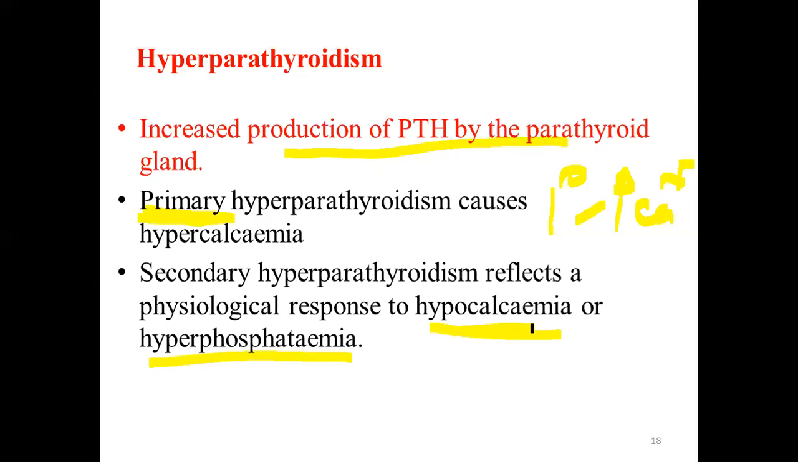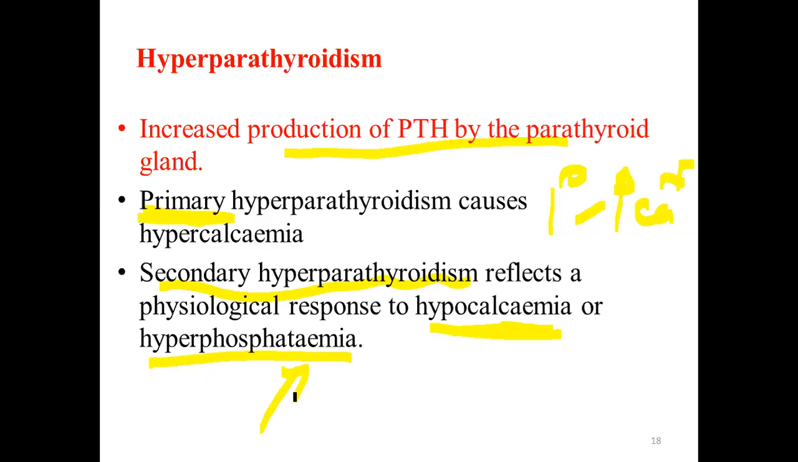So most of the time, the secondary causes of hyperparathyroidism are a result of a physiological response to low level of calcium or high level of phosphate. Remember, even when someone is having kidney problem, they do have high phosphate level because the ability of the kidney to excrete phosphate will also be significantly reduced. So because of that reason, the patient will end up having hyperphosphatemia.